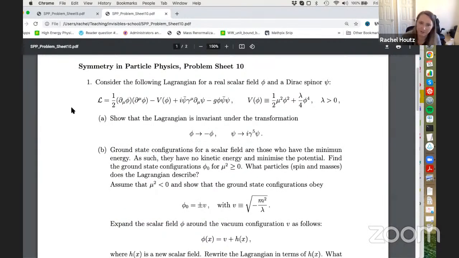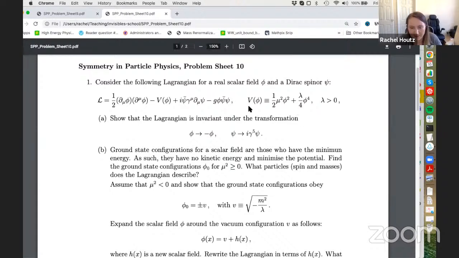Consider the following Lagrangian for a real scalar field and a Dirac spinor. And so this Lagrangian is, again, probably similar to something you've seen before. We start with a kinetic term for the scalar field minus a scalar potential. And then we have a kinetic term for the Dirac spinor, and then a term that's a coupling of the scalar to the Dirac spinor, so a Yukawa coupling.